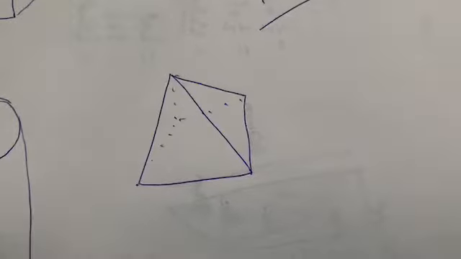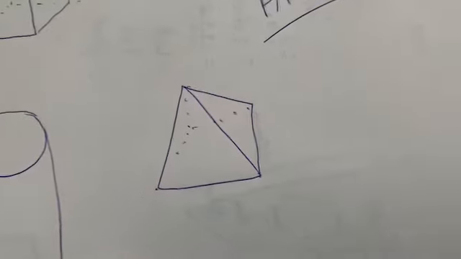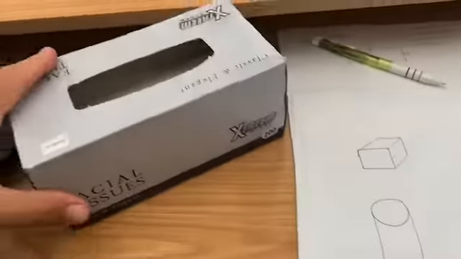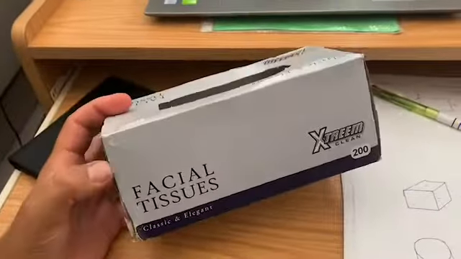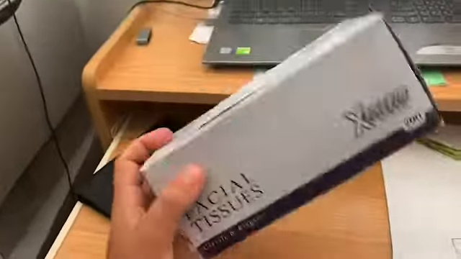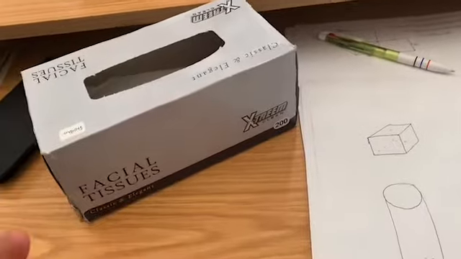All right, and here I've got a square-based pyramid. The same: square at the bottom, triangle, triangle, triangle, triangle. Work out the area of each one and add them up. So essentially, with surface area, we're looking at the total area of every single side of that 3D shape added together. Surface area has only got to do with 3D shapes.